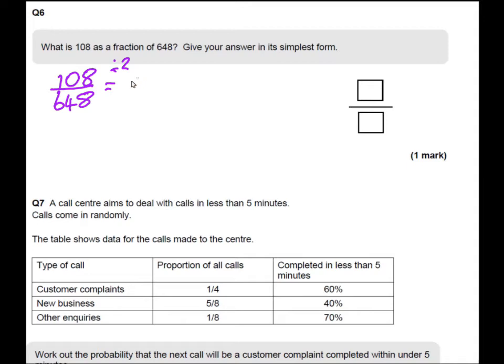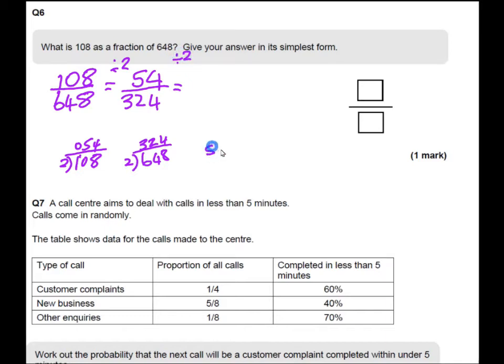So 108 divided by 2, if you're not sure, just use your bus stop method. That's 54. And the same for 648. That's 324. Again, they're both even, so you can divide by 2. Don't be frightened of continually using your bus stop. So, by dividing by 2, we end up with 27 over 162.